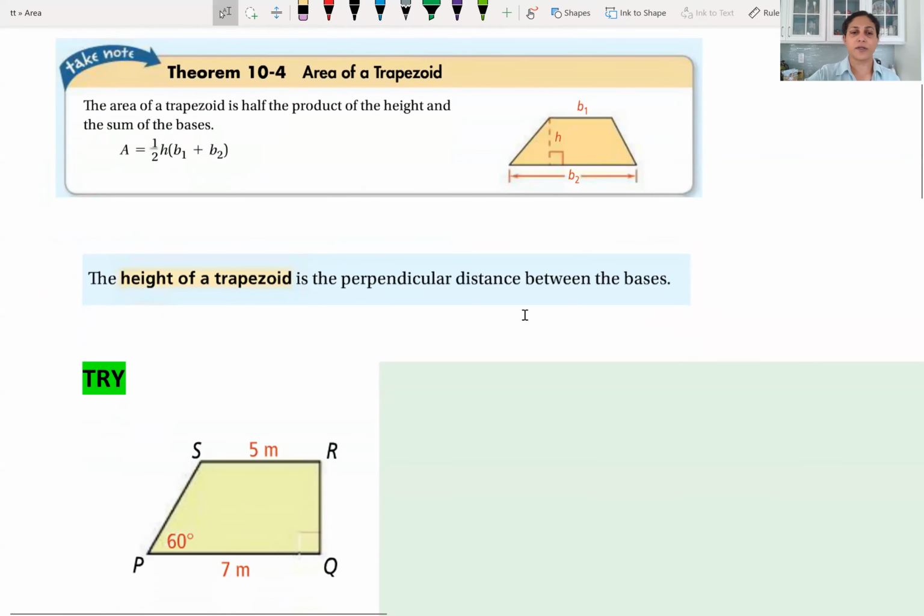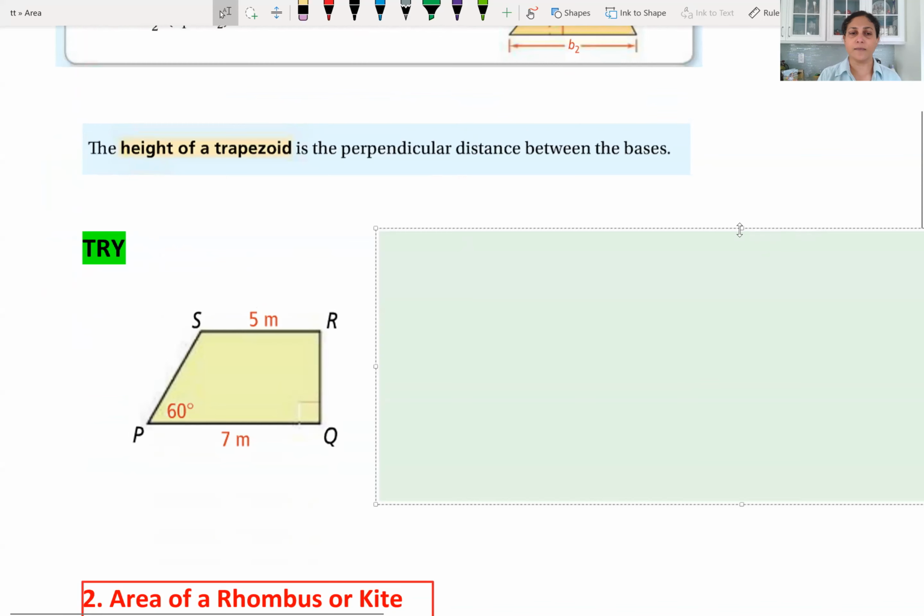So here's an example for you to try. You should pause the video and see if you get it. And this one is slightly more tricky because you have to use your special triangles.